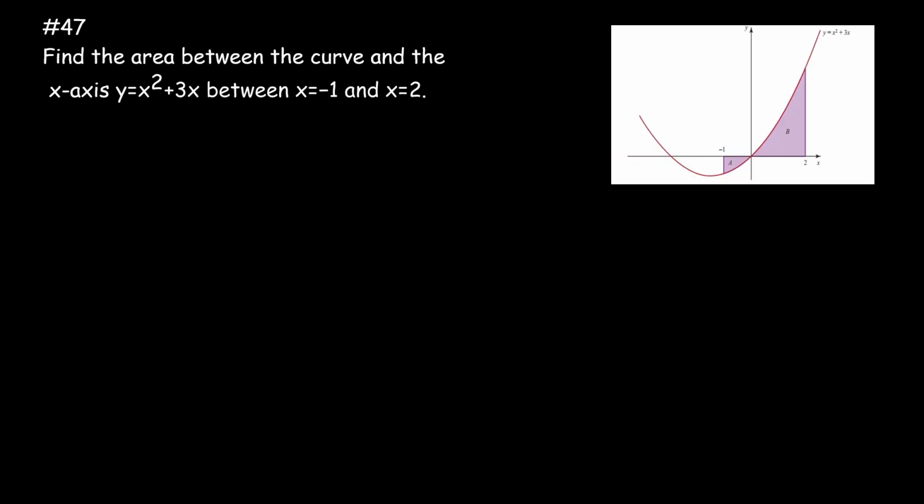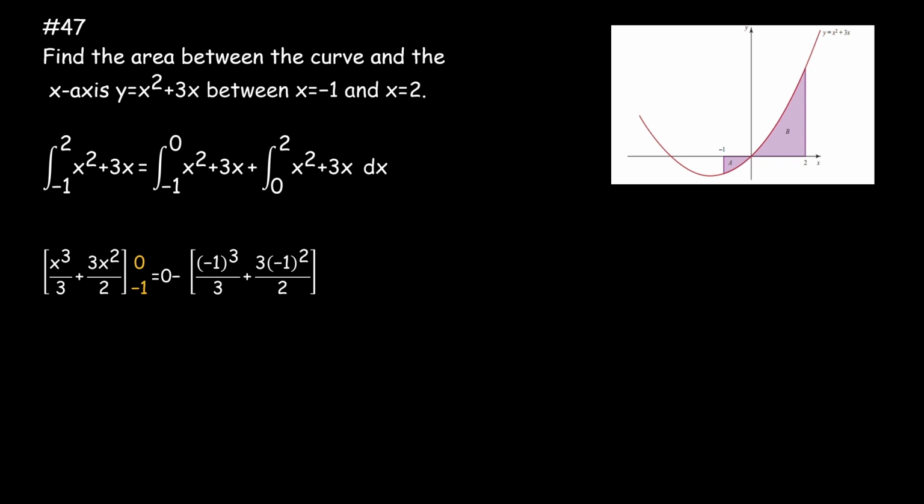Question 47. Find the area between the curve and the x-axis, y equal to x squared plus 3x, between negative 1 and 2. Okay, so we do the same process. We separate this from negative 1 to 0 and 0 to 2. The integral of the function x squared plus 3x would be x cubed over 3 plus 3x squared over 2. After integrating, we substitute each of the limits before adding them up.